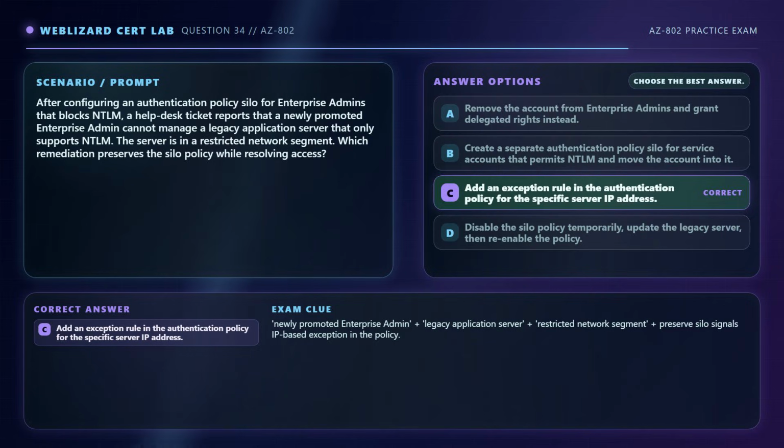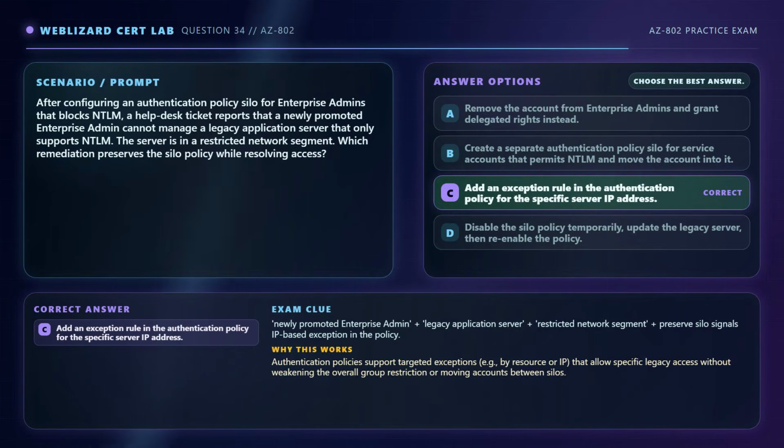The correct answer is C. Add an exception rule in the authentication policy for the specific server IP address. Authentication policies support targeted exceptions, for example by resource or IP, that allow specific legacy access without weakening the overall group restriction or moving accounts between silos. Newly promoted enterprise admin plus legacy application server plus restricted network segment plus preserve silo signals IP-based exception in the policy.